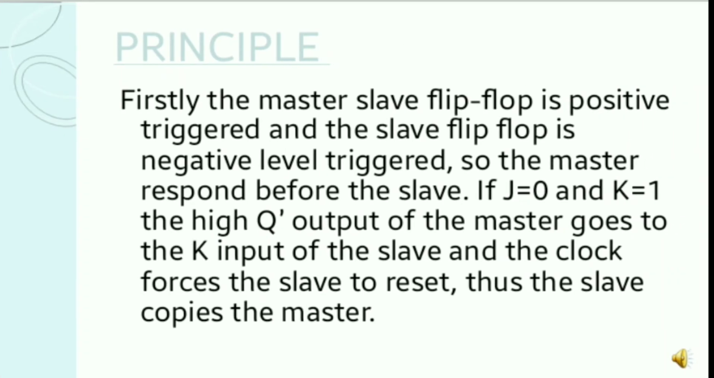Talking about its principle, firstly, the master flip-flop is positive level triggered and the slave flip-flop is negative level triggered. So, the master responds before the slave. If J equals 0 and K equals 1, the high Q dash output of the master goes to the K input of the slave and the clock forces the slave to reset. Thus, the slave copies the master.